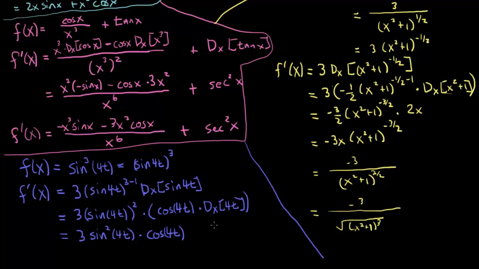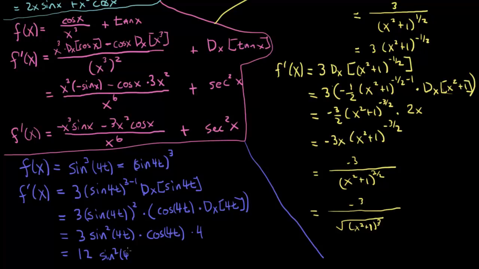Okay, so this is 4. Oh, yes. Yes, 4. Let's see. Yeah. Cosine 4t, sine squared 4t, and then 4 and 3. Yeah, we're good. So all I need to do here is 3 and 4 is 12.